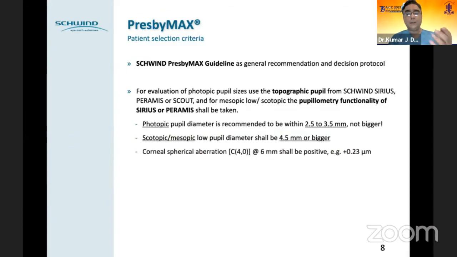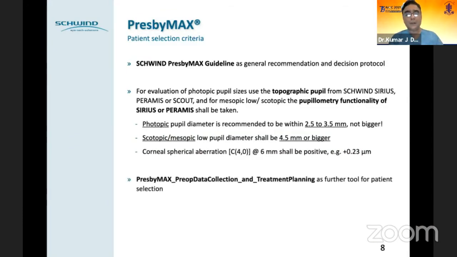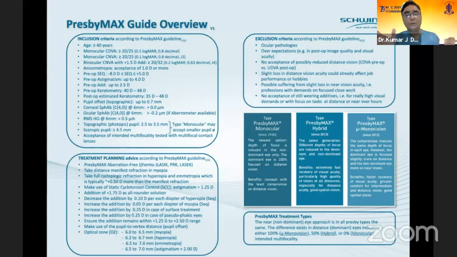We can use either a Cirrus platform or an Amaris, or a wavefront analyzer, to get the exact pupil size. Once we get the pupil diameter, either photopic or scotopic, that is taken in. So, as an overall view, this is a summary: there are inclusion criteria, and of course there are exclusion criteria, like any other ocular pathology, and treatment planning.